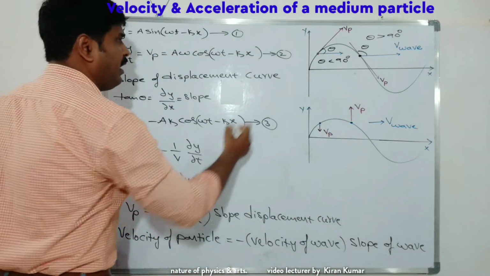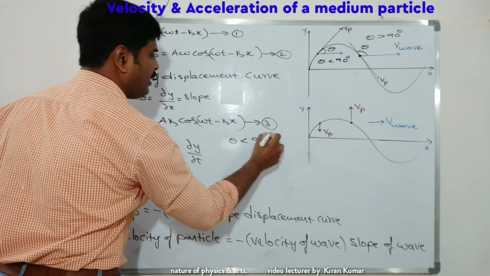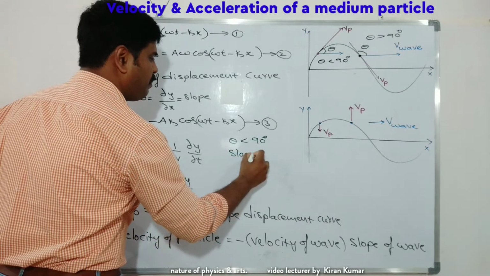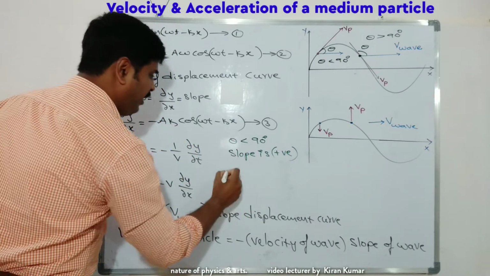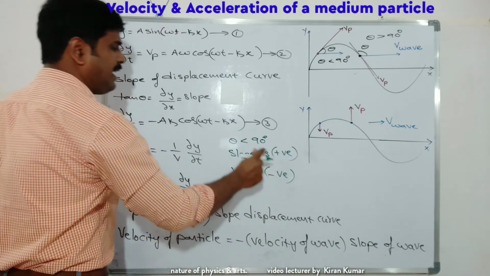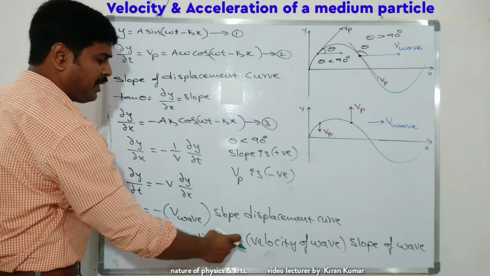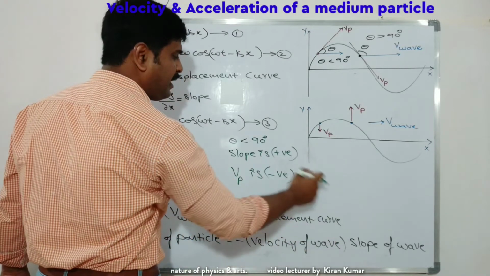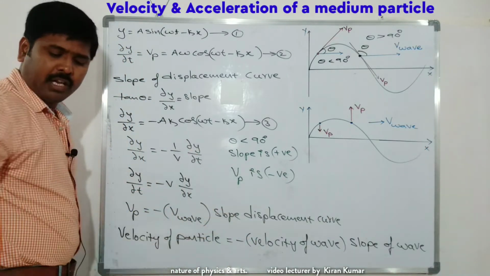In the first condition, theta is less than 90 degrees, and the slope is positive. Then the velocity of the particle is negative. The reason is that the slope is positive, as we can observe in the diagram. Velocity of the particle equals negative velocity of wave times slope, so with a positive slope the velocity of the particle must be negative.